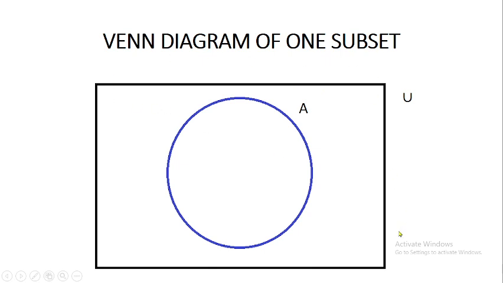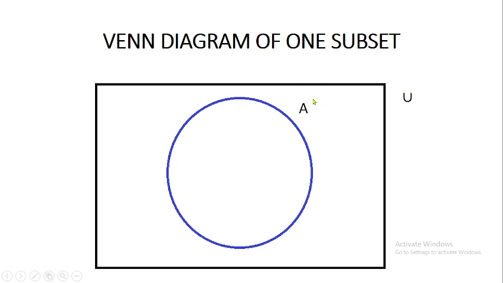We have a rectangular box which represents the universal set, and inside the universal set we have a set A, represented by this blue circle. You can see that set A is inside the universal set. That means set A is a subset of the universal set, because all the elements in set A are also in the universal set, since this circle is inside the universal set. So we can say that set A is a subset of the universal set. I hope you understand that now.